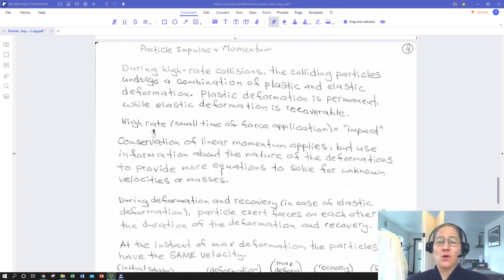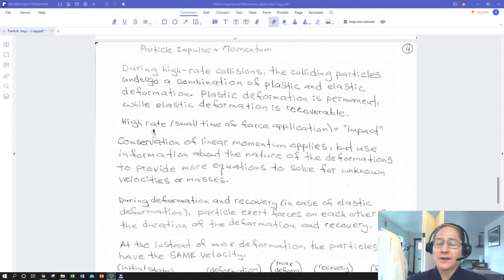So we're going to indirectly, without really getting into the nitty-gritty of mechanics of materials and material deformation, use an empirical measure of the nature of that deformation and in fact how elastic it is, to what extent the energy of deformation is fully recovered or not, to give us additional information to solve a conservation of momentum question where we maybe don't have all the information.